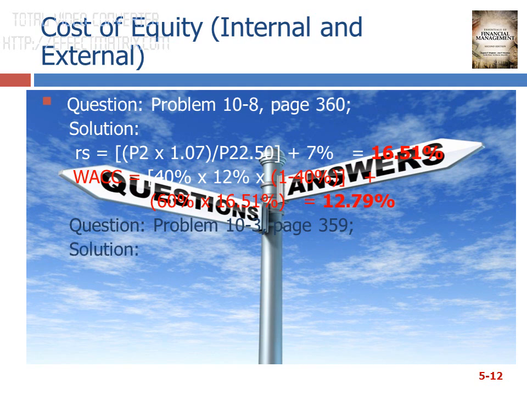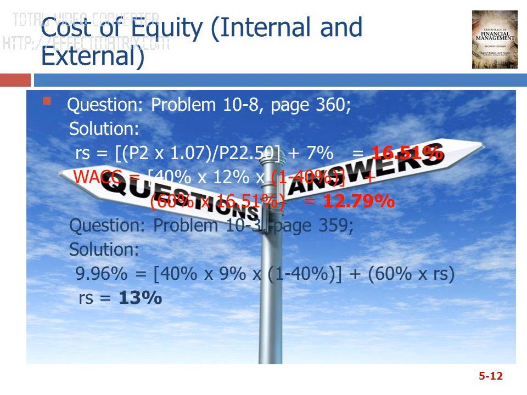Done. So for 10-3, your capital structure is 40% debt, 60% equity. The yield to maturity is 9%. Tax rate is 40%, and you're given the WACC of 9.96. So what is the cost of equity? So you just plug the variables given into the formula. Then the unknown is the RS, or the cost of equity. You just use algebra, you work it back, you get 13%.